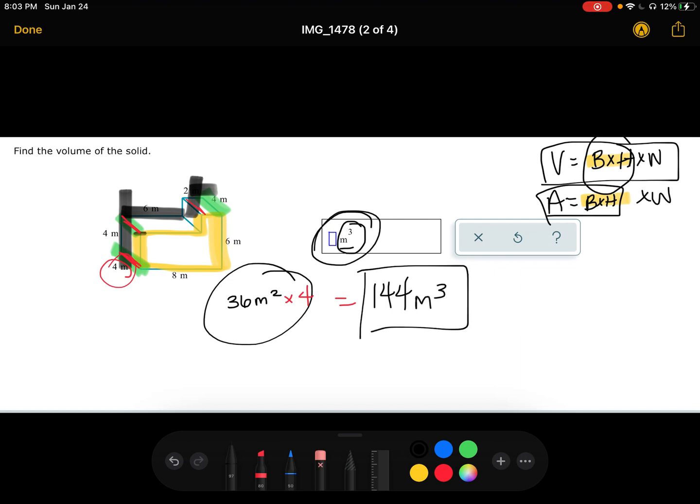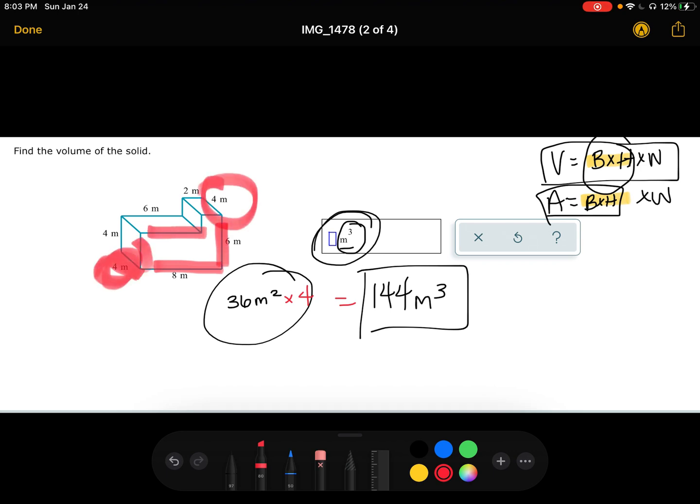Anyway, if you don't have a problem with this and you understand this conceptually, just go ahead and use base times height times width. But because this is sort of a funky picture, find the area first, right? So you look at what you have there, and then you multiply it by that width piece, and that would be your answer. If you guys need any more help, or you want to see another example, just let me know, and I got you.